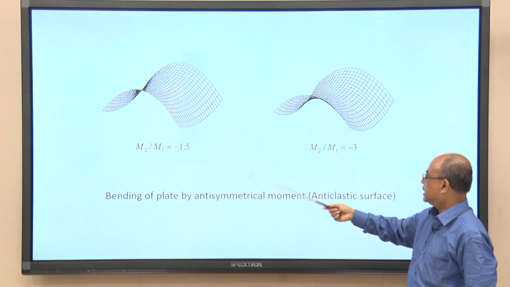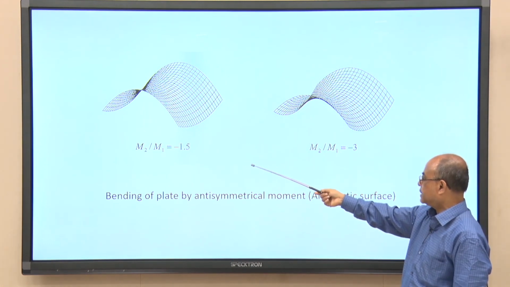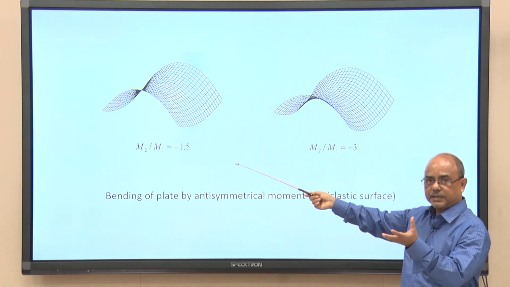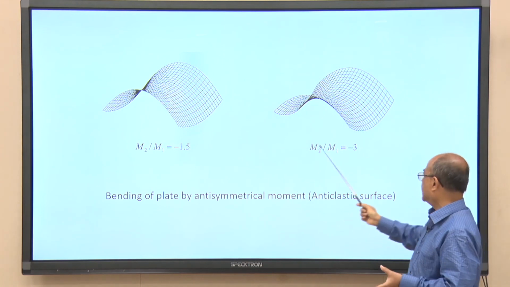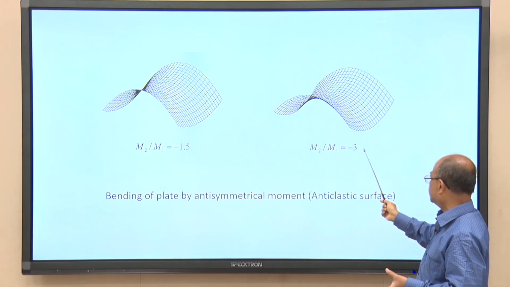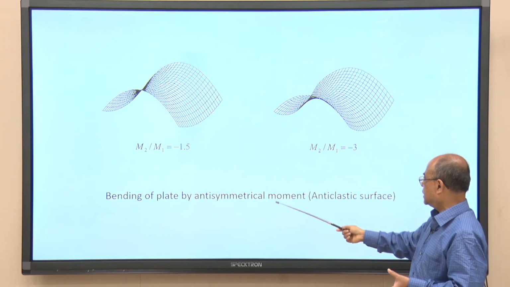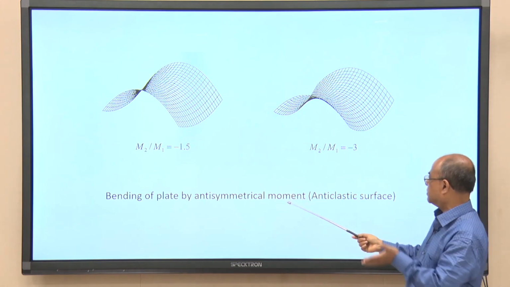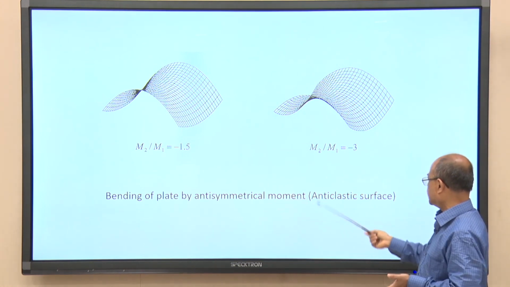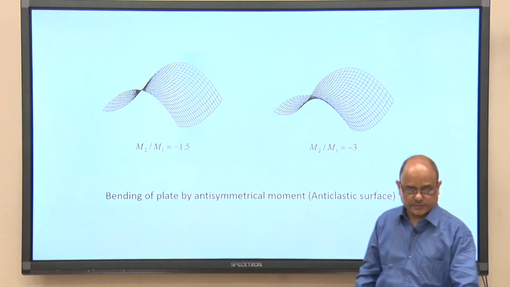Okay. So, in that case M_2 by M_1 is minus 1.5, so the senses are different, and here M_2 by M_1 is minus 3. So, here you will get a reverse curvature, and therefore, this type of surface is known as anticlastic surface.